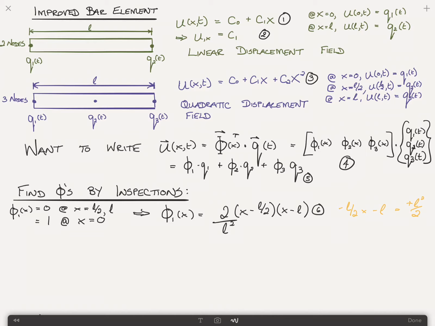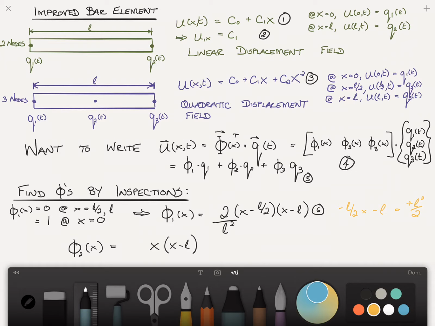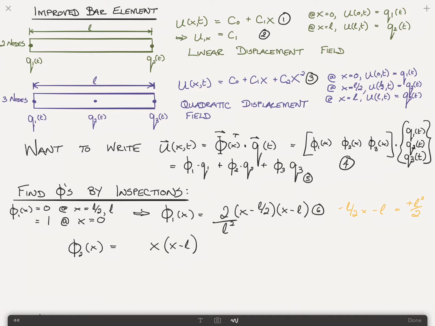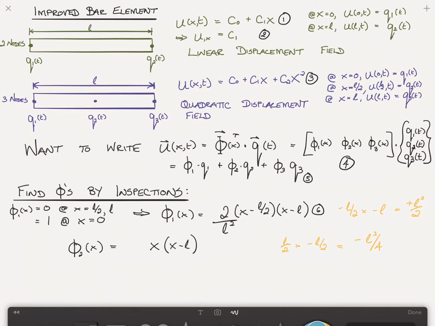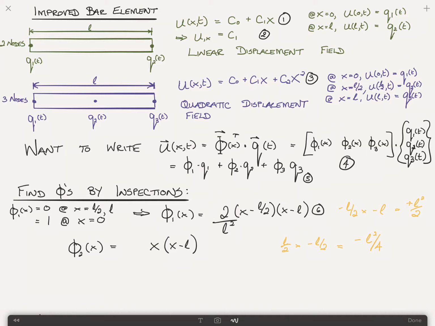And I can do a similar thing for the other two shape functions. So again, by inspection, phi2 of x: just putting in an x will give you a 0 at x equals 0, and we want another root at L. So we go through the same method again of substituting x equals L over 2. Currently the function will give us L over 2 times minus L over 2, which equals negative L squared over 4. So we pre-multiply by negative 4 over L squared. This will be equation 7.